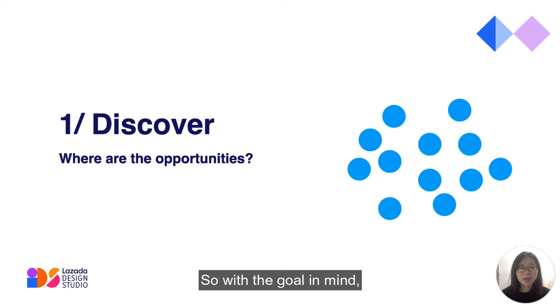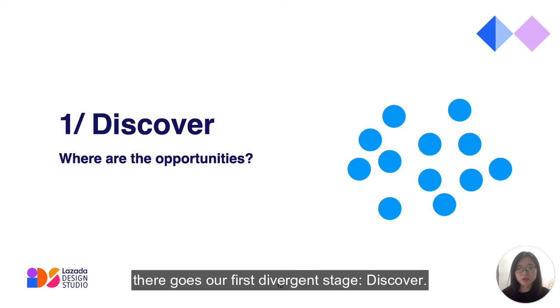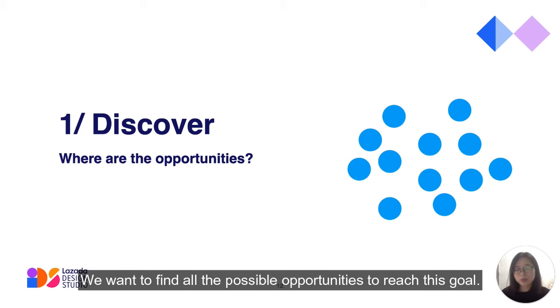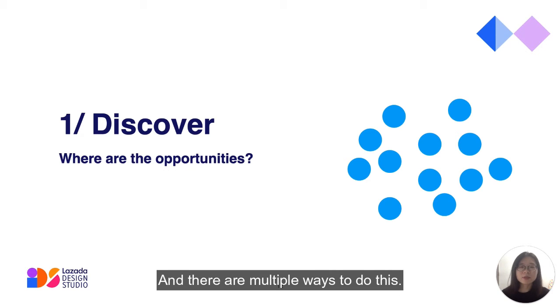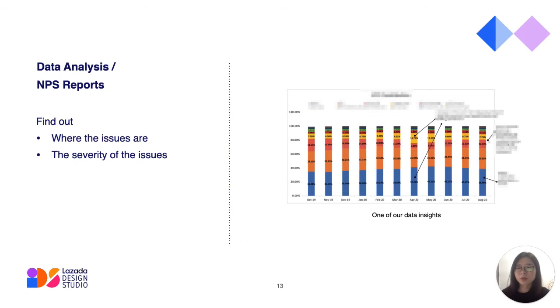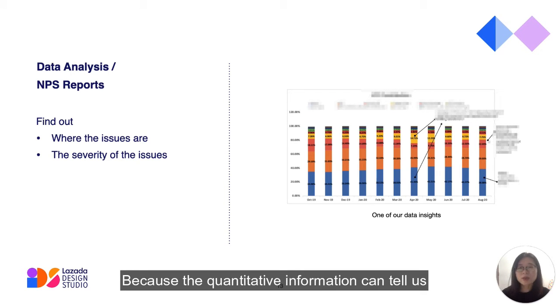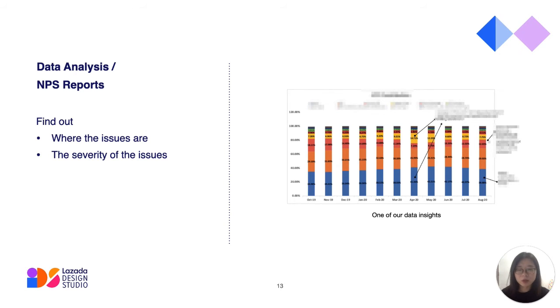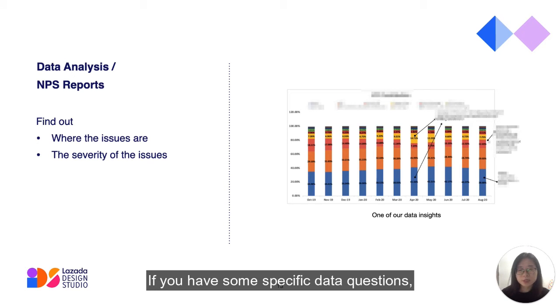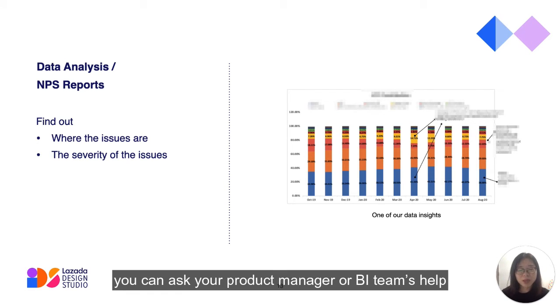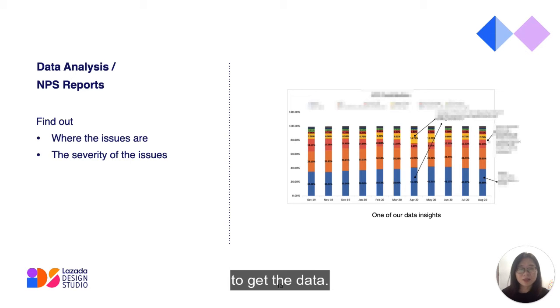So with that goal in mind, there goes our first divergent stage, discover. We want to find all the possible opportunities to reach this goal, and there are multiple ways to do this. So first, we should look at data because the quantitative information can tell us where the issues are and how severe each one is. So it depends on what your company has in place. You could look into some existing data dashboards, or if you have some specific data questions, you can ask your product manager or BI team's help to get the data.